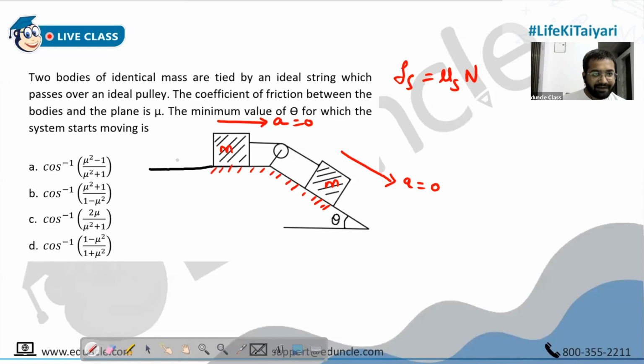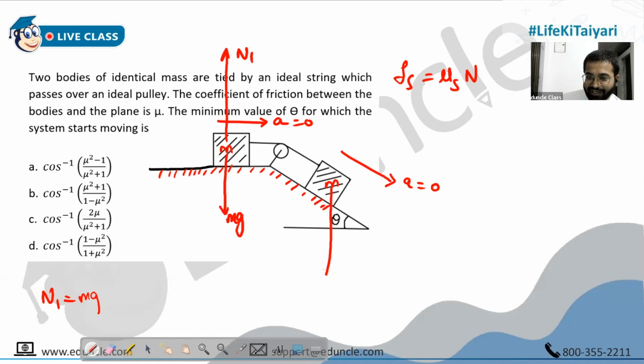Accelerating, sir. The normal reaction is different now for both of them. Here you have got mg. Here the normal reaction is different, which is N1. So here N1 is mg. So here the friction will be different, even though the coefficient of friction is the same.